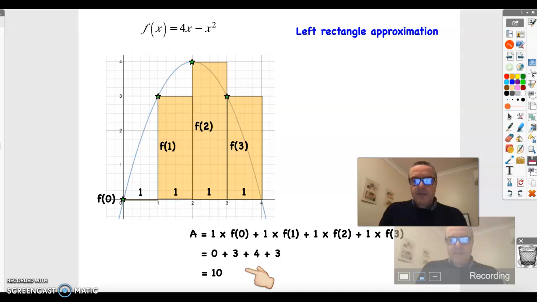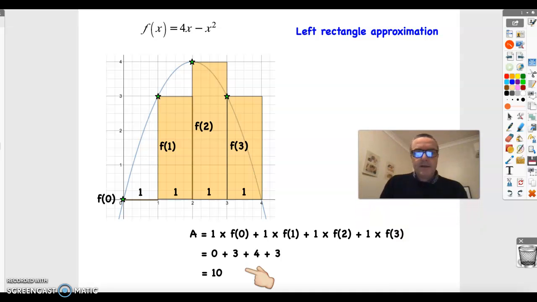I've just changed it here, so we are now looking at the left rectangles. So rectangles of the same width, but this time it's the left hand corner of the rectangle that touches the curve that determines the height of that rectangle. Because of this particular example, it's a symmetrical area, we're going to get exactly the same approximation, and that's specific to this case. That's not generally what happens. But we get another approximation, which is 10 square units of area.